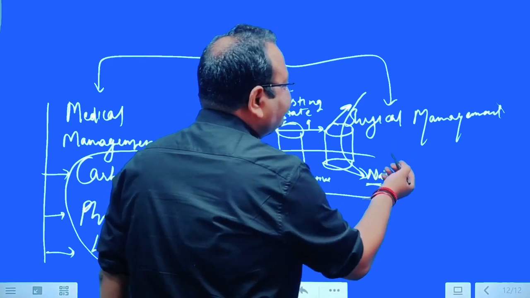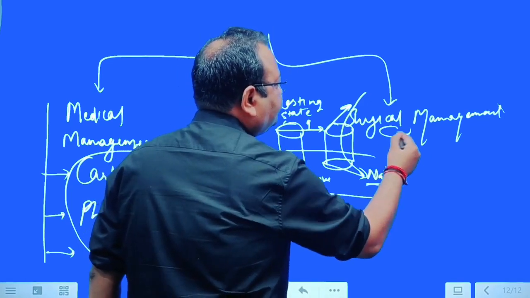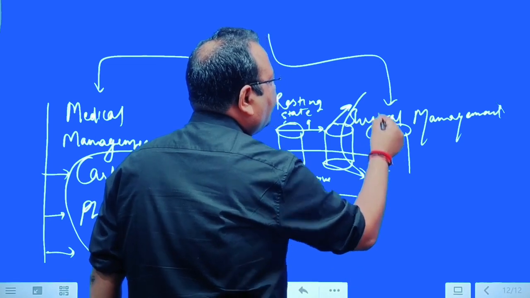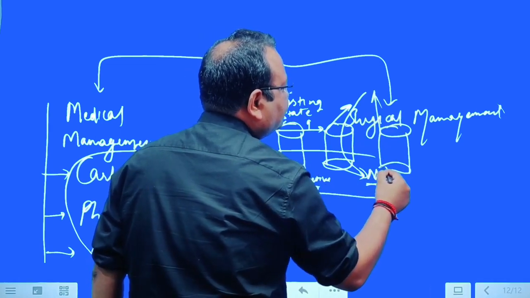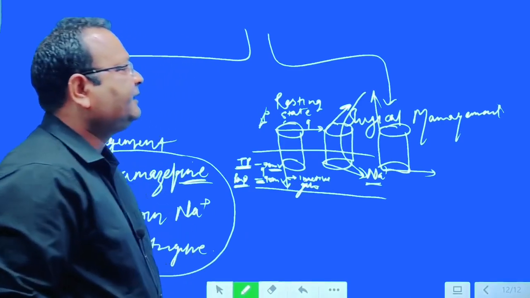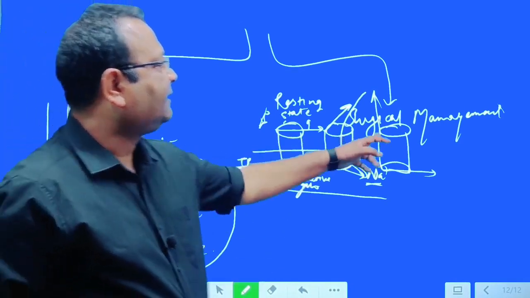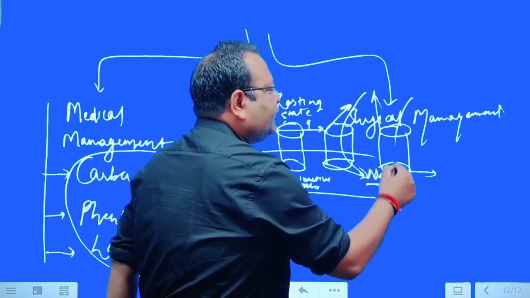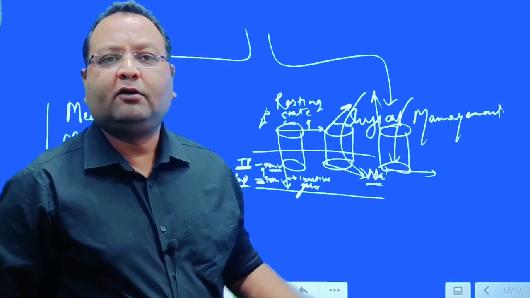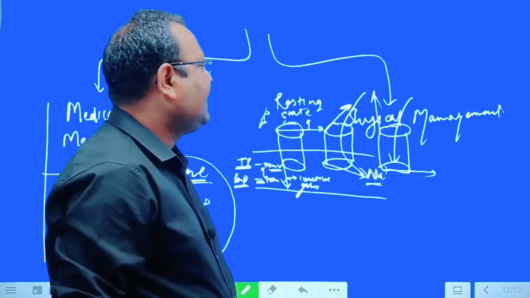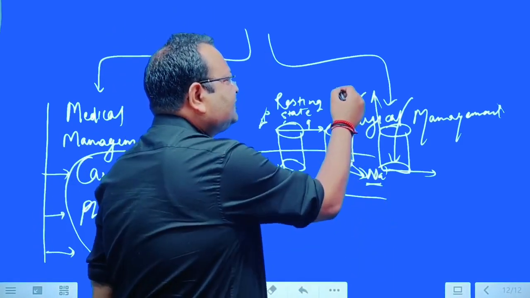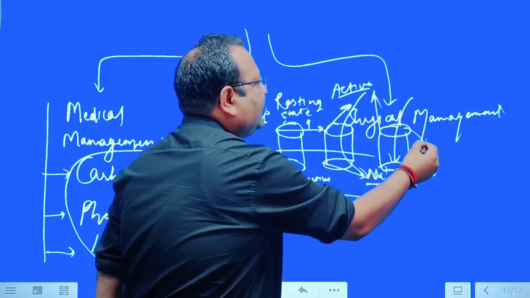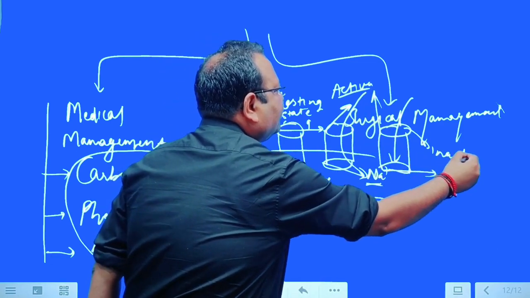And after that, what happens when it is fully depolarized? This opens up and this closes up. So again a state comes where there is no entry of sodium inside the nerve membrane, and this state is known as the inactive state of the sodium channel, while the earlier one is the active state of the sodium channel.